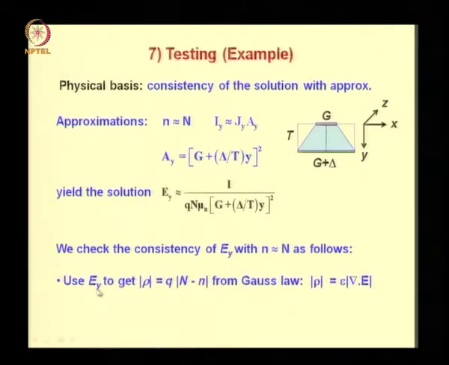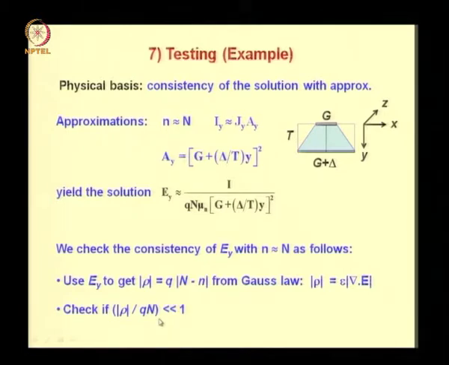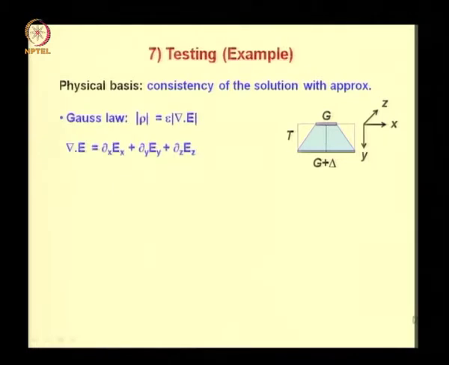So we use Ey to get the magnitude of the space charge, which is given by q times the magnitude of the difference between the doping concentration and the electron concentration, from Gauss's law, which says that modulus of rho is equal to epsilon times the modulus of divergence of E. And we check whether this value of modulus of rho is indeed much less than q times n, which is the doping concentration, because if that is true, then our space charge neutrality assumption is correct. Now let us see how we follow this through.